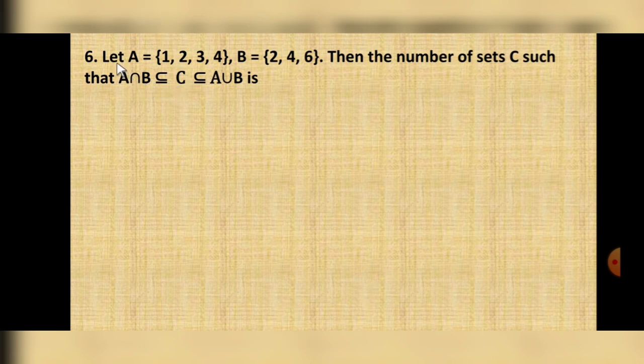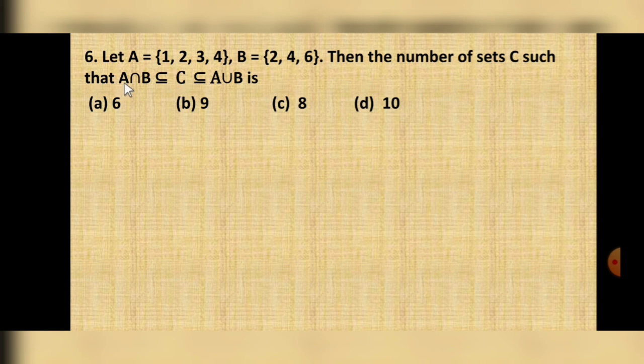Example number 6. Let A equal to {1, 2, 3, 4} and set B equal to {2, 4, 6}. Then the number of sets C such that A intersection B is a subset or equal to C, and that is a subset or equal to A union B, is: option A 6, option B 9, option C 8, option D 10.